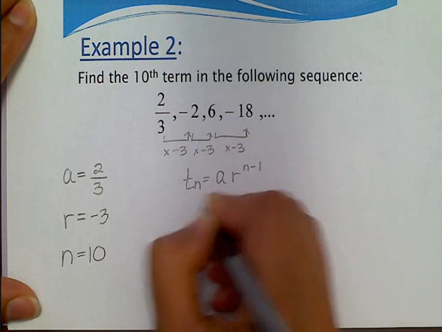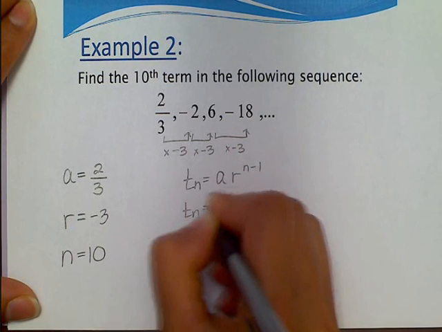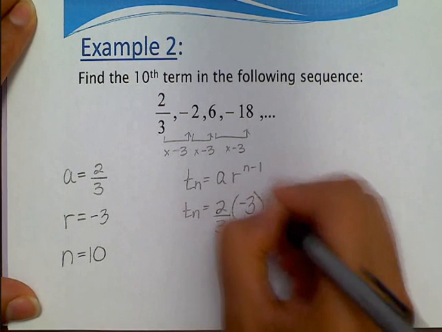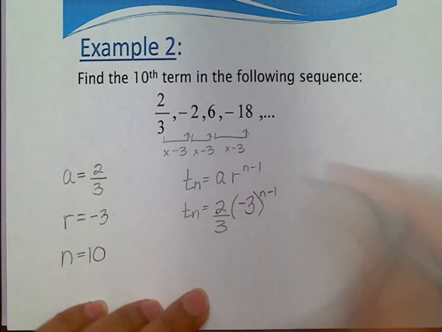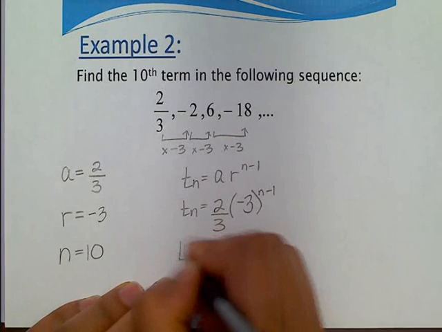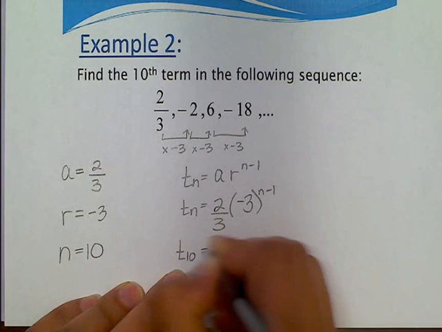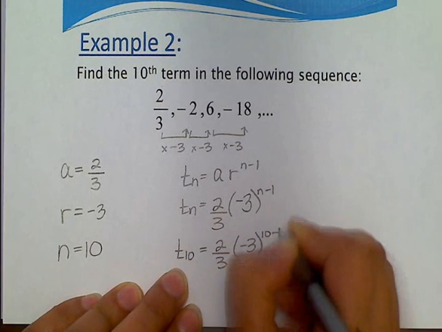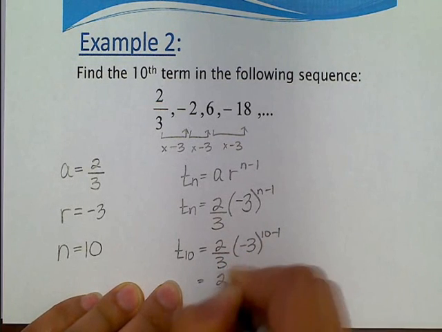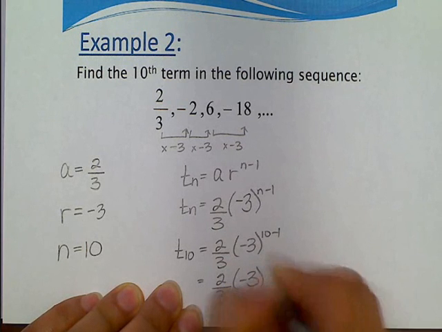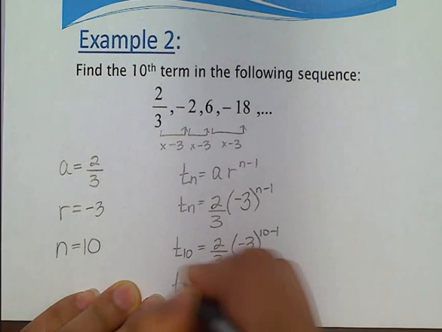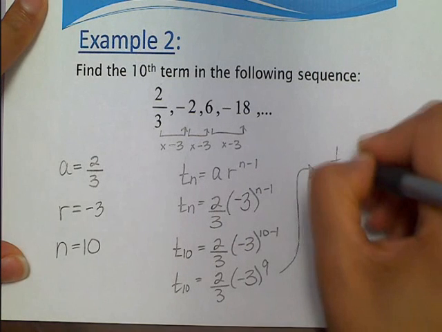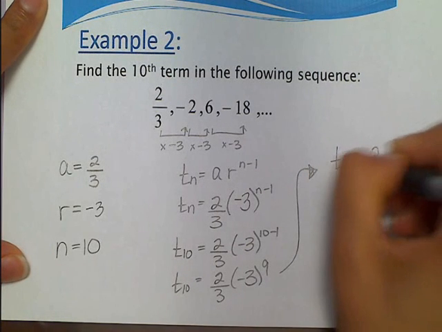So let's start with our general term formula. So a times r to the exponent n minus 1. And so that gives me 2 over 3 times, and I'll put this in brackets again, negative 3 to the exponent n minus 1. And now because I am looking for the 10th term, I would do t of 10 equals 2 over 3 times negative 3 to the exponent 10 minus 1, which simplifies to 2 over 3 times negative 3 to the exponent 9. And I'll continue that up here.